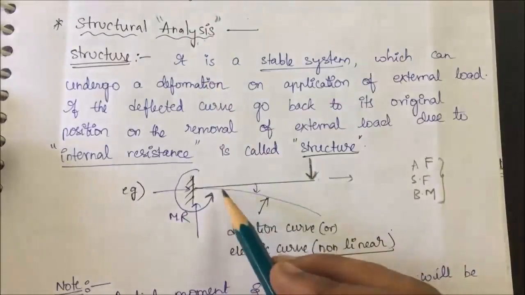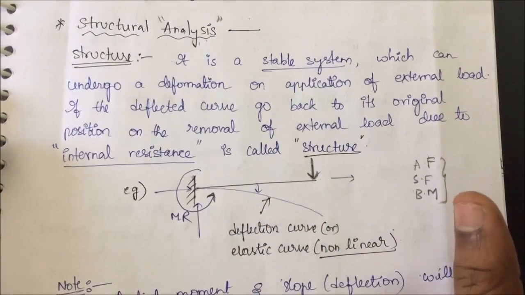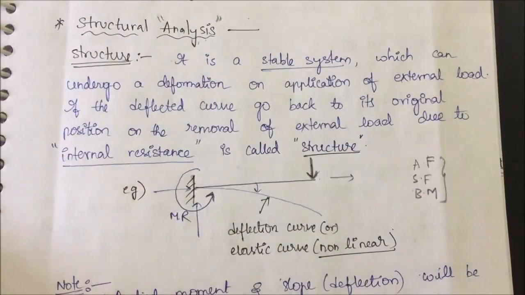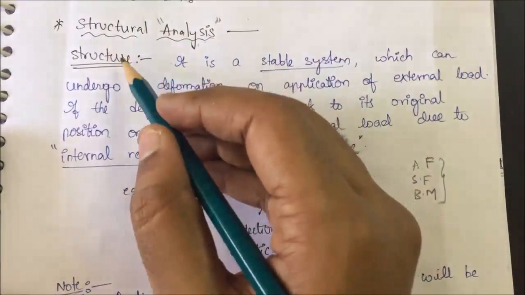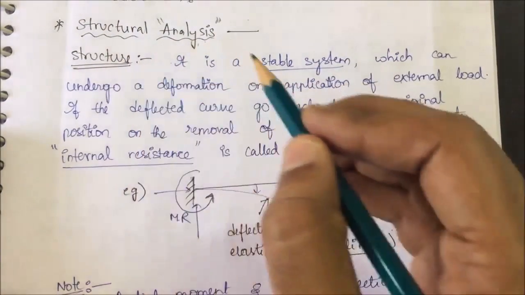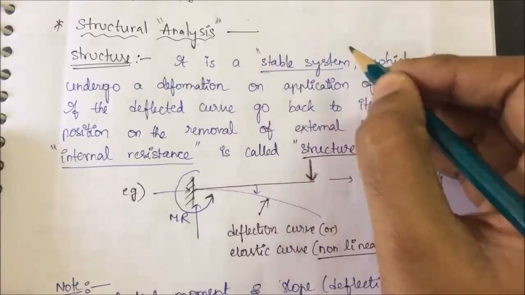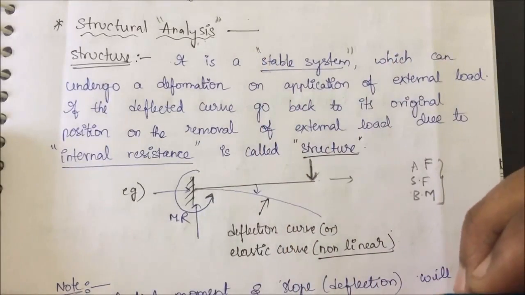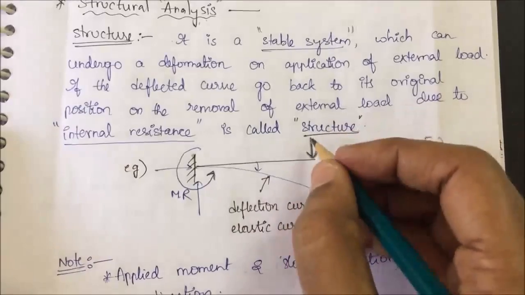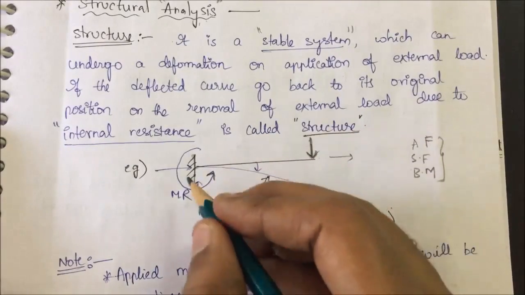See, you can't just draw a diagram like this and call it a structure. That would be wrong, because to classify it as a structure, first of all it should be a stable system. What is this stable system? If you are applying a load, what will happen? It will obviously deflect, right?